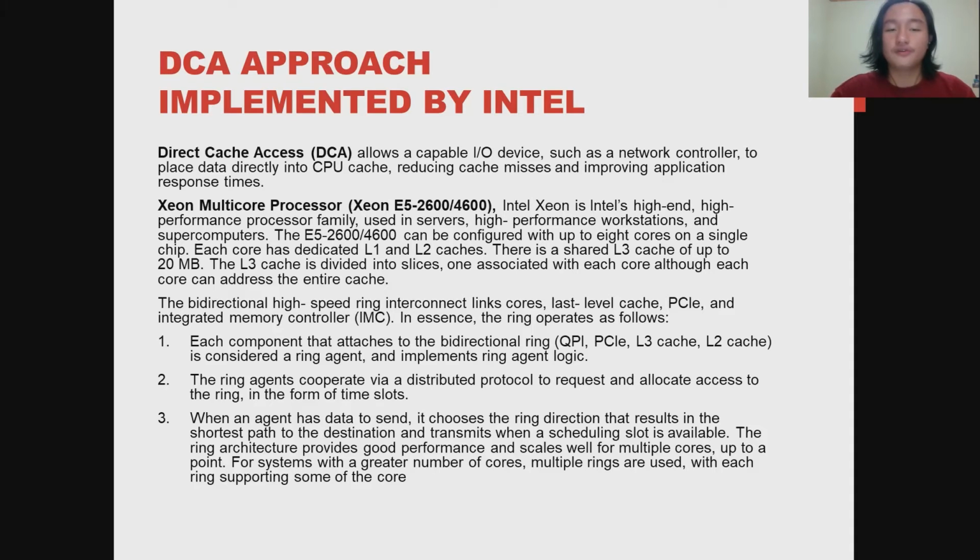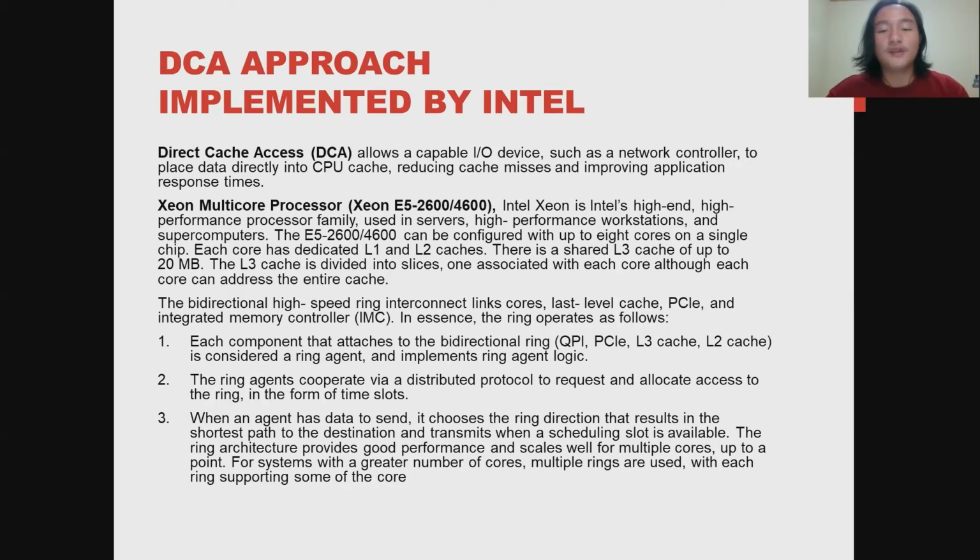The E5-2600/4600 can be configured with up to 8 cores on a single chip. Each core has dedicated level 1 and level 2 cache. There is a shared level 3 cache of up to 20 MB. The level 3 cache is divided into slices, one associated with each core, although each core can address the entire cache. Bidirectional high-speed ring interconnects link cores, last level cache, PCIe, and the integrated memory controller, or IMC.